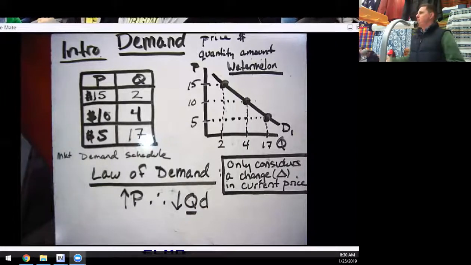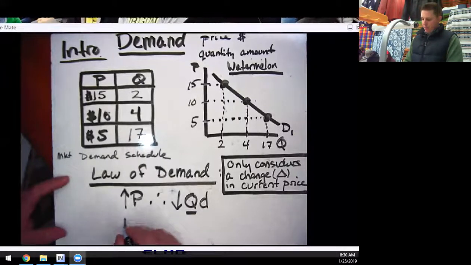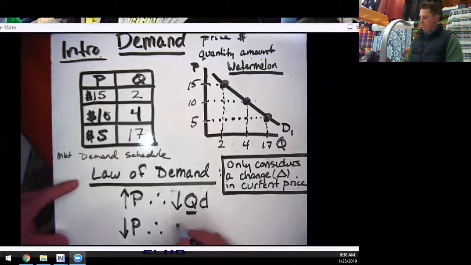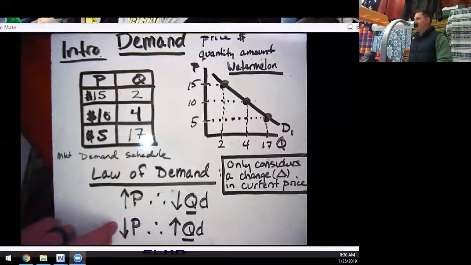Let's write it the opposite now. Law of demand still says as price decreases, therefore what? We're going to see an increase in quantity demanded. I do not care if you put the arrows before or after your variable, okay? Or before or after price.